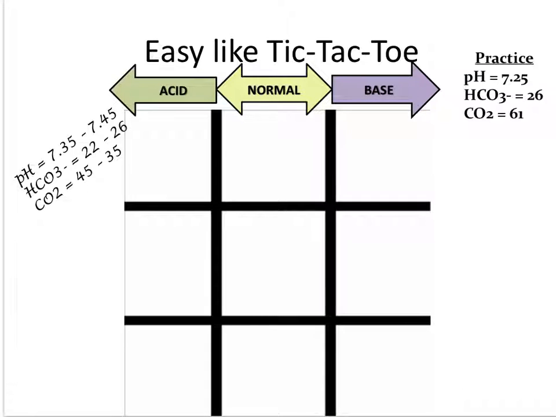Now we've got some values here. Let's practice. So our pH, we're going to start there, 7.25. That is on the acid side. So we're going to write the pH over there. Bicarb. Is it normal or acid or base? Look over here at my range. It's on the high end of normal, but nevertheless, we're going to call it normal. It is in the normal range, so we're going to put it there. CO2, 61. That is higher than normal. That puts us over to the left on the acid side.